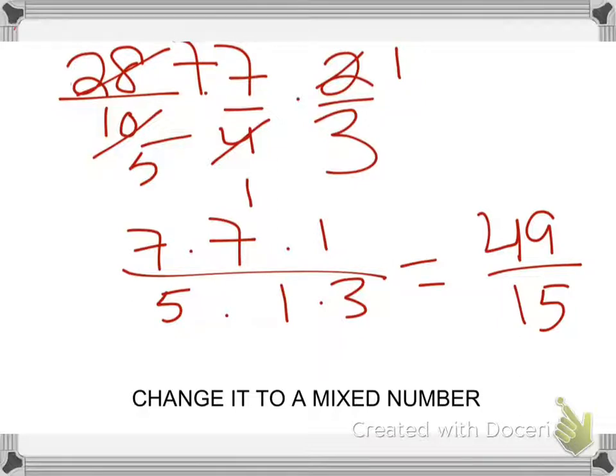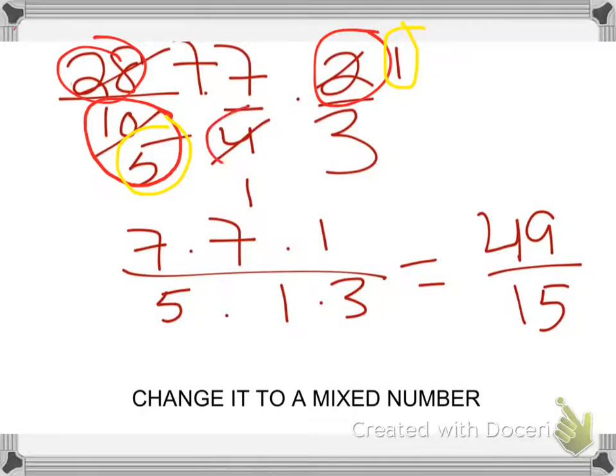And now, as you can see, some of these have common factors. Here, 10 and 2 are both divisible by 2. When we divide 10 by 2, we get 5, and when we divide 2 by 2, we get 1. And 28 and 4 are both divisible by 4. When we divide 28 by 4, we get 7, and when we divide 4 by 4, we get 1.